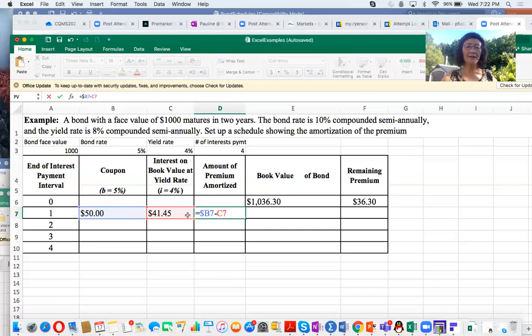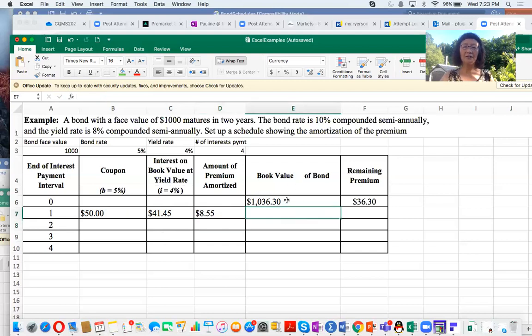And this number I need to fix column C, because later on it will become row 8, row 9, row 10. Okay, so this is the premium amortized. And now the book value of the bond becomes the difference of this number with this number. So it is just this number minus the premium.